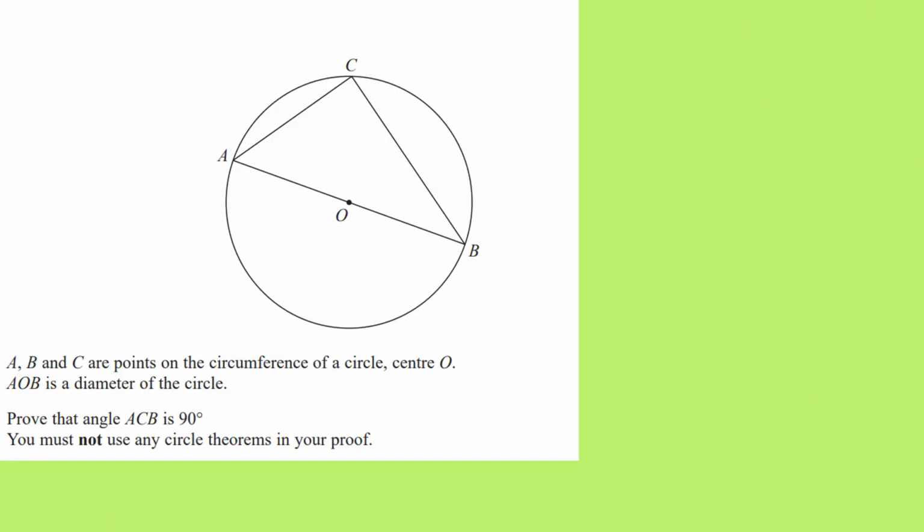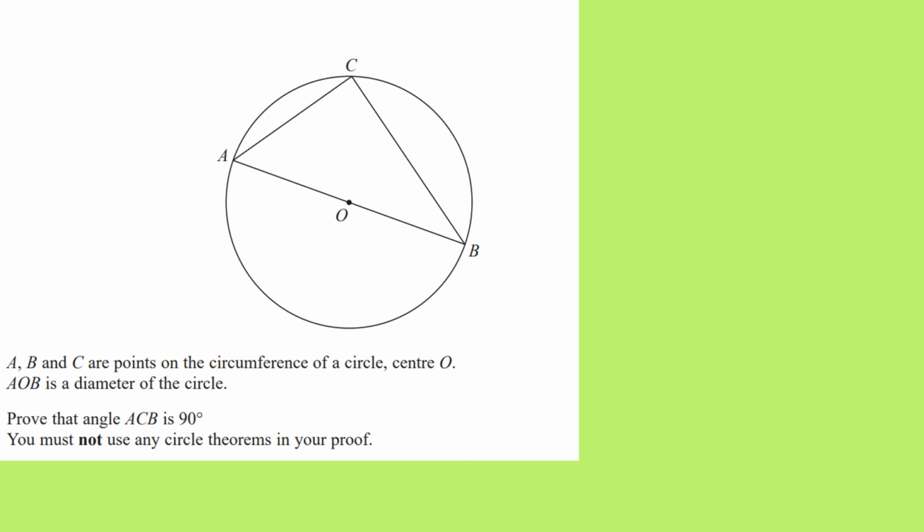Okay, so we can clearly see this question is about circle theorems. We've got a triangle inside of a semicircle. So it's a triangle made with the diameter, which means that this angle up here is 90 degrees. But the question tells us that A, B, and C are points on the circumference with the centre O. It tells us that AOB is the diameter of the circle, and we've got to prove that there is a right angle up here. You must not use any circle theorems in your proof, otherwise it would just be a circular argument. So we need to show somehow that this angle is 90 degrees.